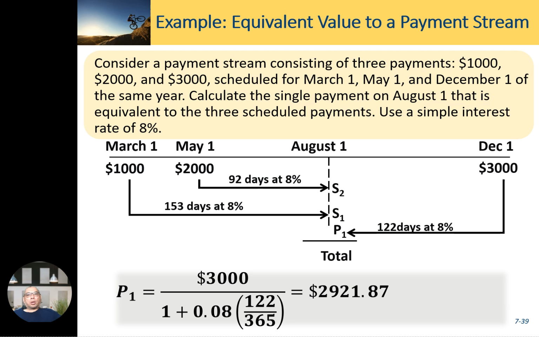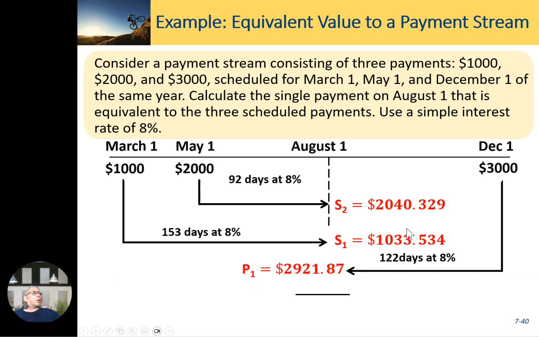So the total, you're going to add these up. The total will be exactly 5995.733. So that's how you calculate this. You draw the timeline to make sure you understand each date: March 1, May 1, August 1, December 1.